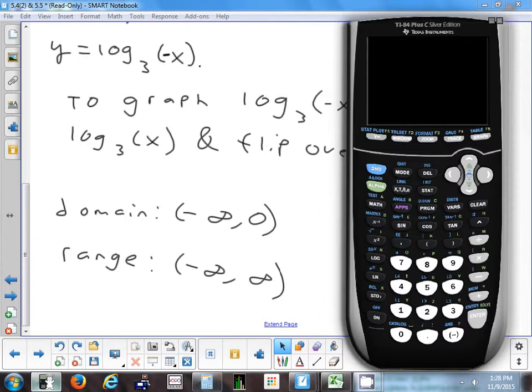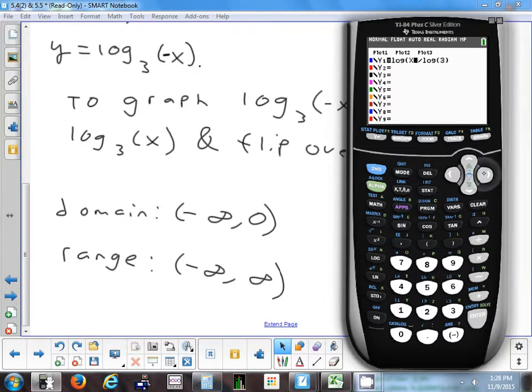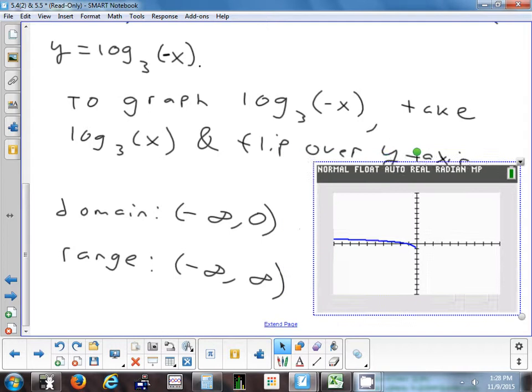Now my domain is negative infinity to 0. If you want to see a picture, we can just graph it. Let's do zoom 6. All right, and there's your picture.